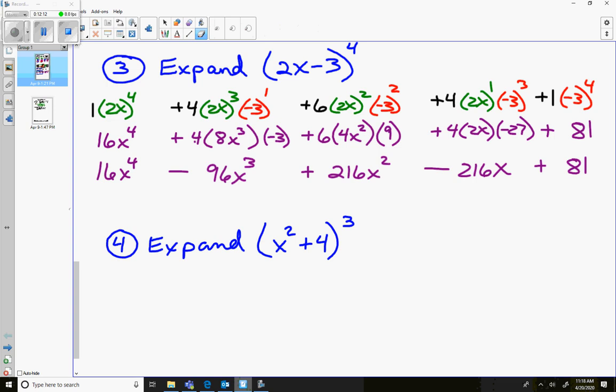Don't know why, I must have touched the board, but that looks like a decimal there. That's not supposed to be there. All right, and that's our final answer.